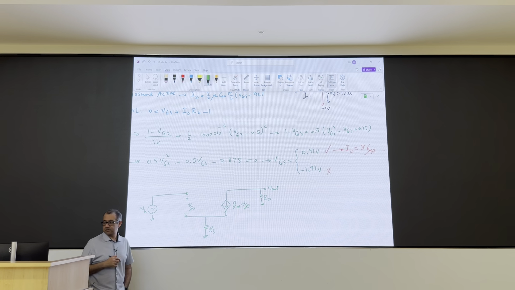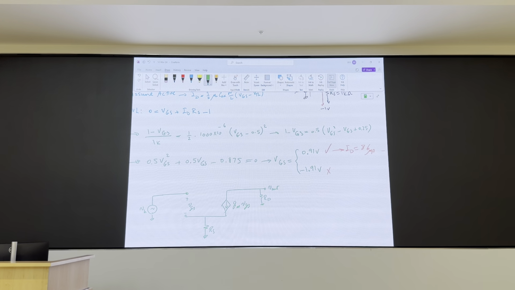All right, so guide me. What should I do? Calculate GM. Well, we need to find GM. Good. Okay, so 86 micro. I have that formula 2ID divided by VGS minus VTH, right? So I have VGS. So you get a value. It's 0.42 milliSiemens.